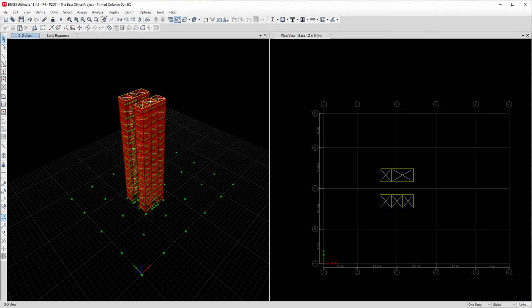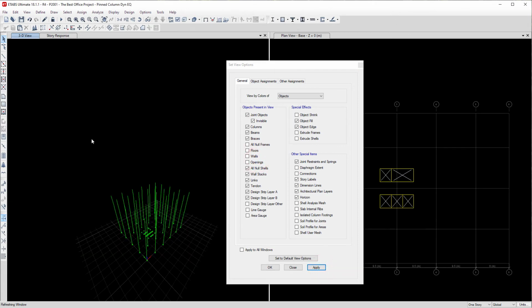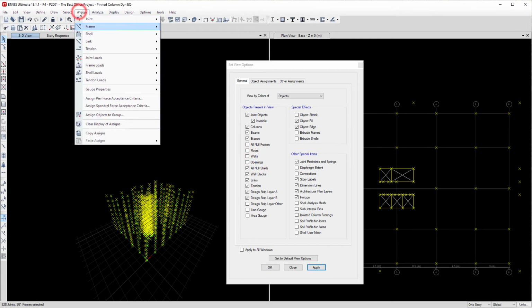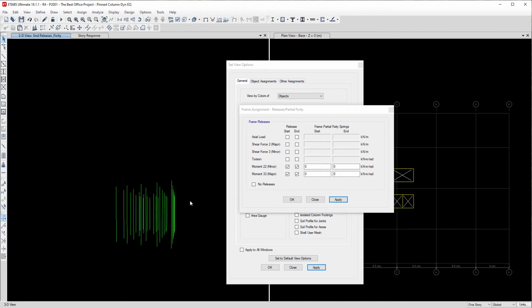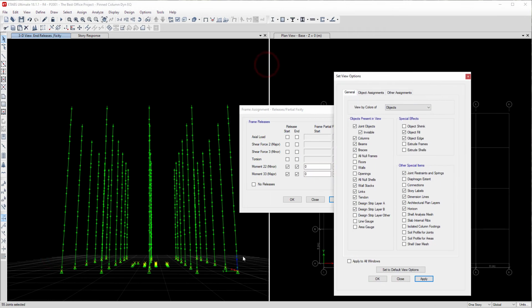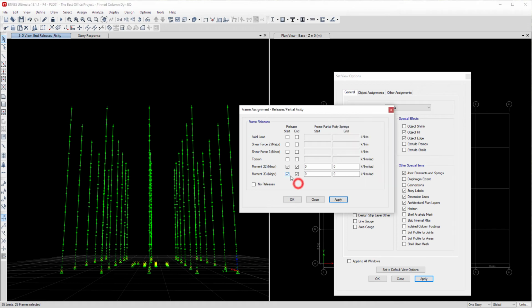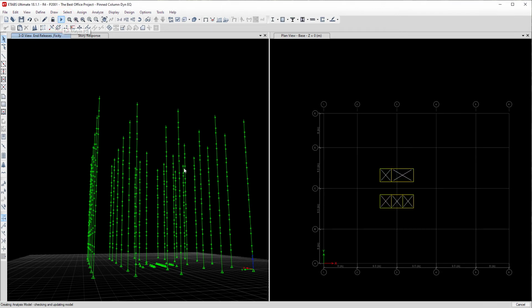Again, like what we've done, we're going to toggle on our columns and switch off our walls and openings. We're going to select all of our columns, go to assign, frame, release, and we assign top and bottom, click apply, and then we want to make sure that the lowest floor columns don't have releases at the base to avoid instability problems in the analysis. And we are going to rerun our analysis now.